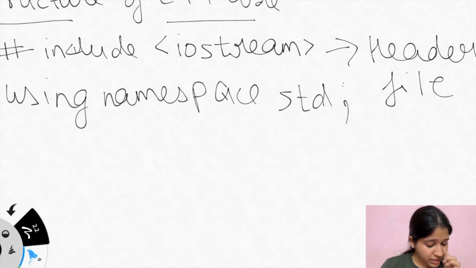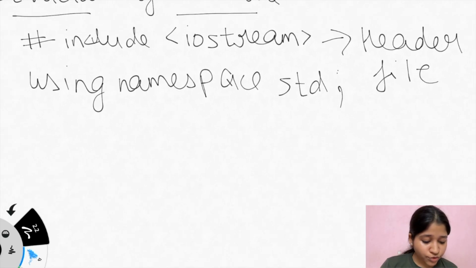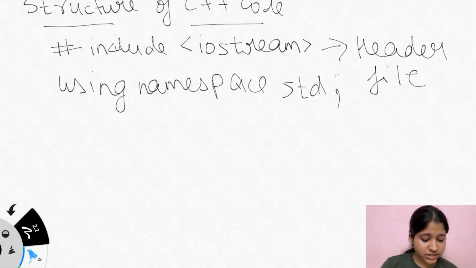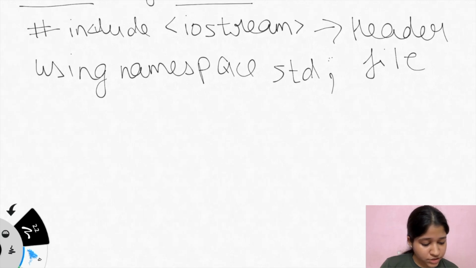Now what is using namespace std? If we don't include using namespace std, then before every output and input statement we need to include std. So instead of doing repetitive tasks, we include this in our file. So this is our namespace declaration.